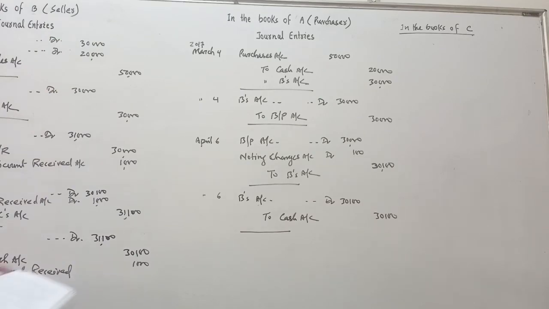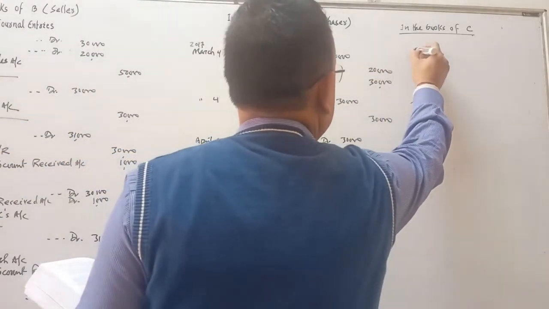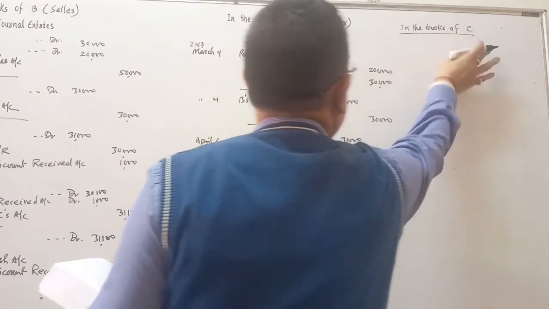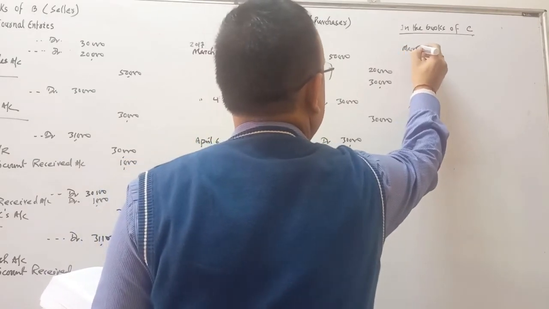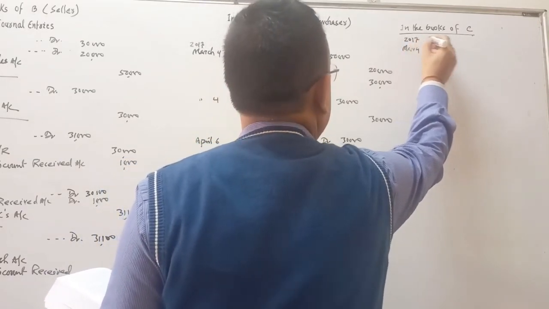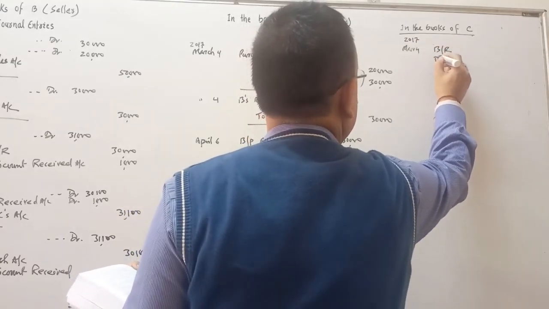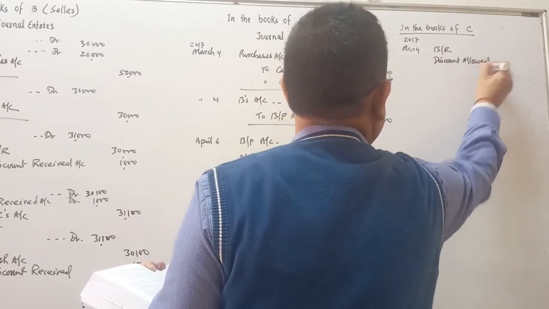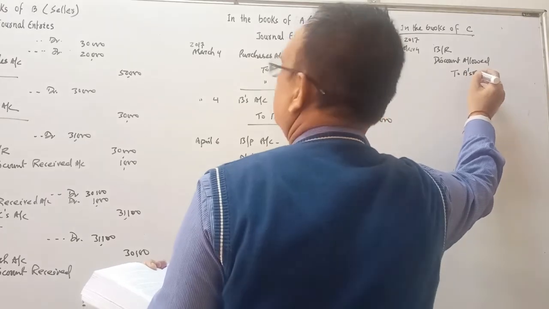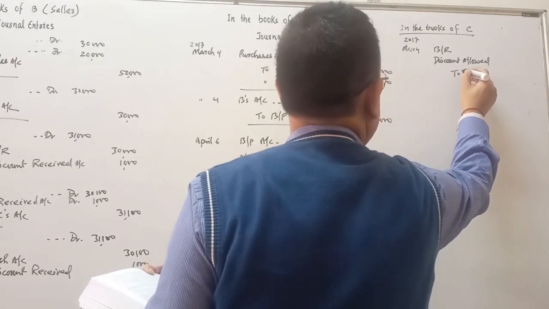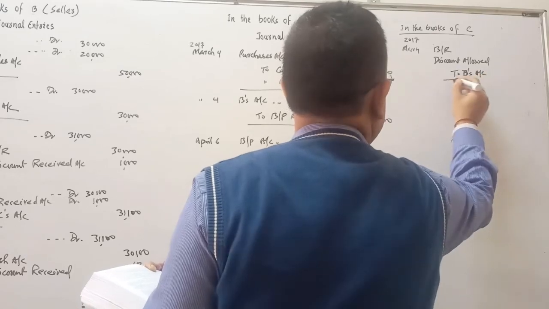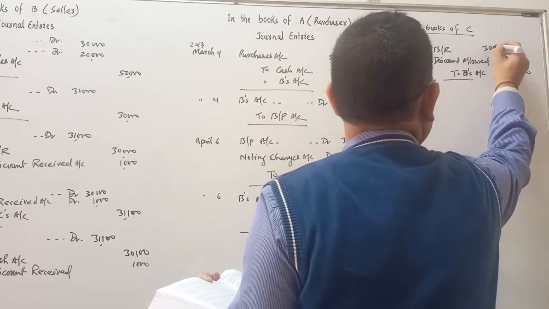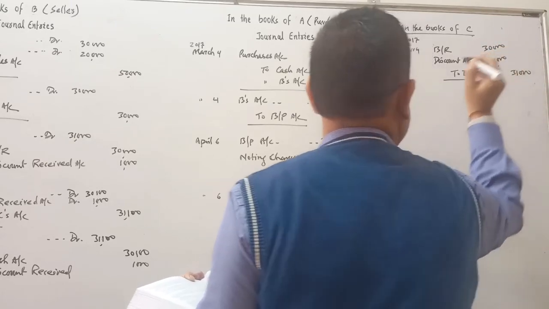Okay. So when he has got the bill, bills receivable account debit, date is March 4, 2017. Bills receivable account debit, discount allowed account debit to B's account. He has received the bill from B, so to B's account. 30,000 is the amount of the bill, 1,000 is the discount allowed.